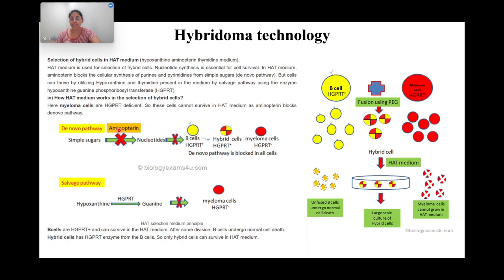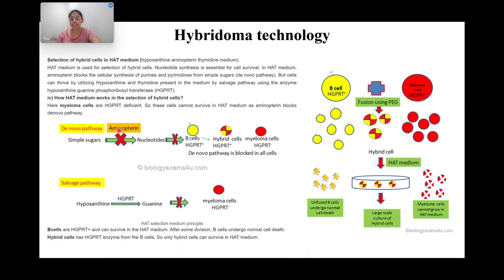But now you have hybrid cells. Hybrid cells are fused from B cells and myeloma cells. B cells have HGPRT, so these hybrid cells have HGPRT, and with their HGPRT, they can synthesize nucleotide. And because they are myeloma cells, they are cancerous cells, they can grow indefinitely. With this synthesis, they can continue to grow in the media.